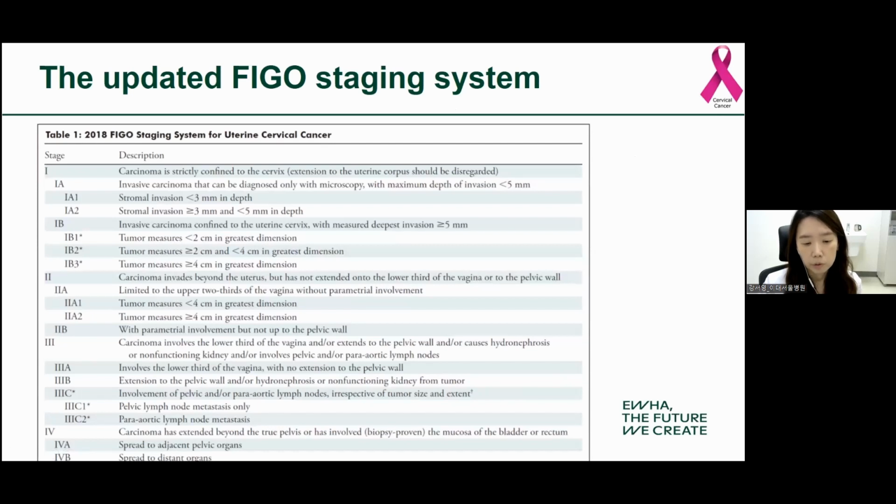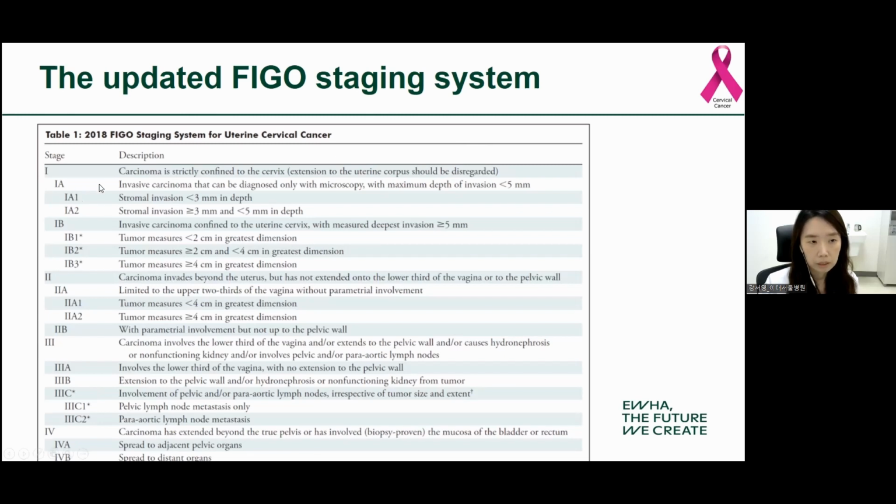So there are two main staging systems for gynecological cancers used by clinicians for evaluating prognosis and choosing among treatment options. One is the tumor node metastasis, TNM system, and the other one is the International Federation of Obstetrics and Gynecology system, FIGO system. So the first one is the updated FIGO staging system for cervical cancer.